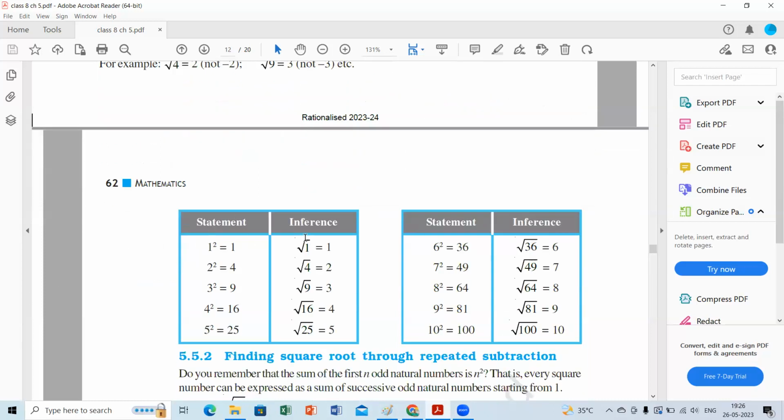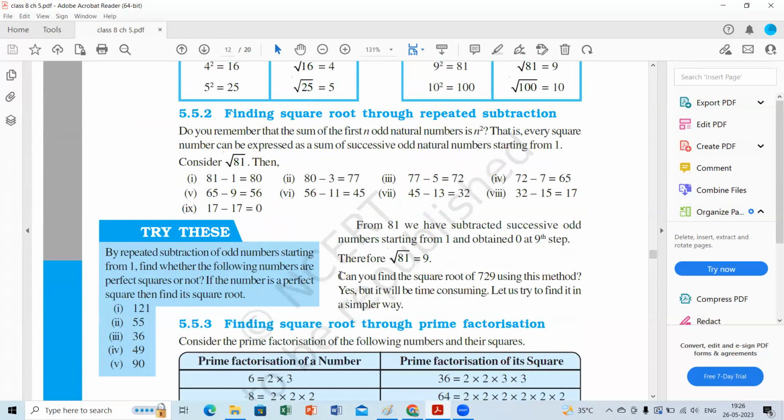You have to see all the statements. 1 square is 1, root of 1 is nothing but 1. 2 square is 4, root of 4 is 2. 3 square is 9, root of 9 is 3. We never take negative values.